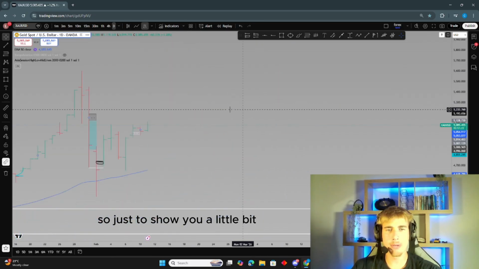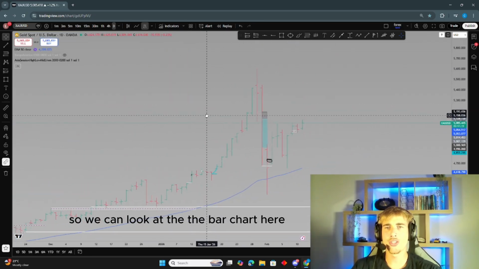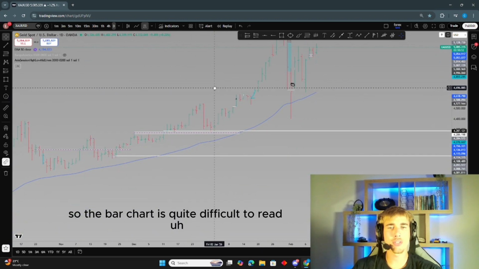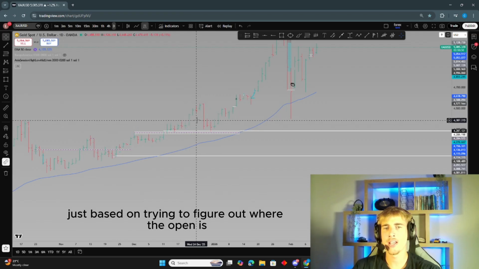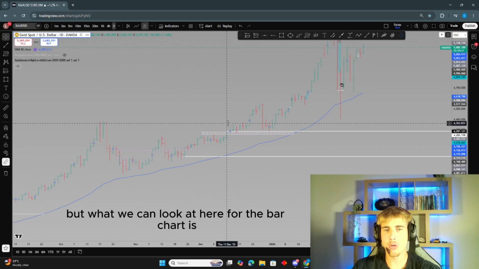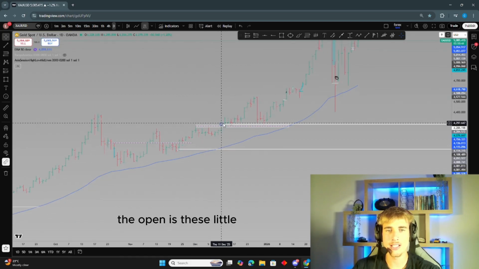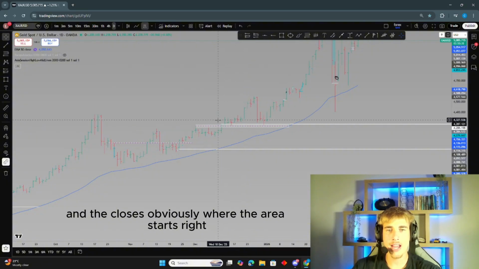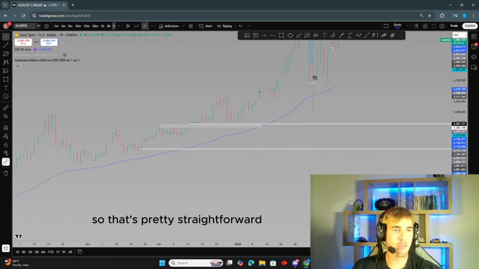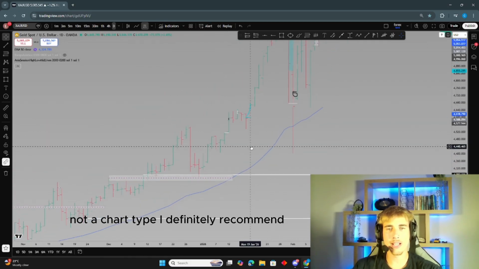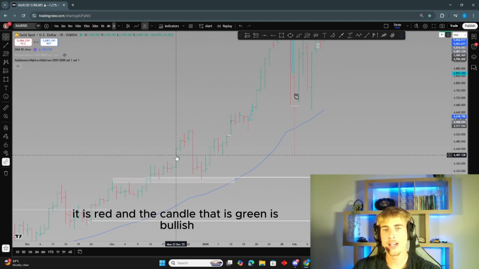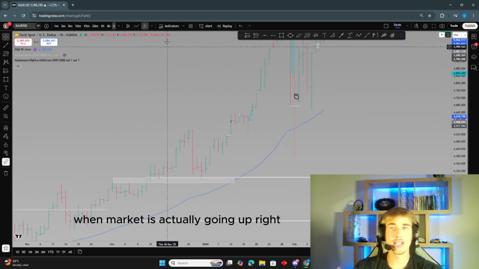Okay, so just to show you a little bit about what they look like. So we can look at the bar chart here. The bar chart is quite difficult to read, just based on trying to figure out where the open is, where the close is, especially for beginners. But what we can look at here for the bar chart is the open is these little lines that are coming out of these candles, right? And the close is obviously where the area starts, right? So that's pretty straightforward. Not a chart type I definitely recommend. It is very difficult to understand. The red and green is obviously when the candle is bearish, it is red, and the candle that is green is bullish, when the market is actually going up.